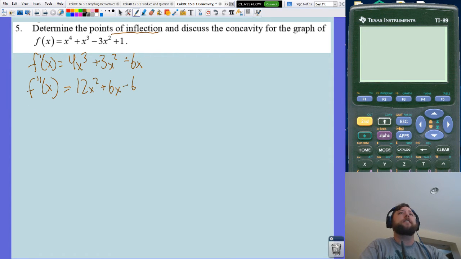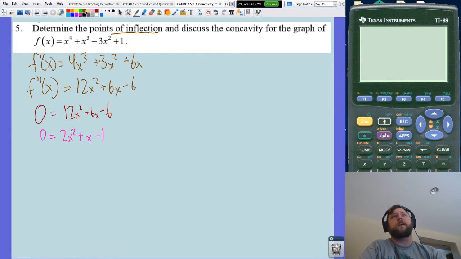And you're going to set that derivative equal to 0. Points of inflection are 0. Yeah, just 0. So that's going to be 12x squared plus 6x minus 6. Divide everything by 6 because you can. So you get 0 equals 2x squared plus x minus 1.